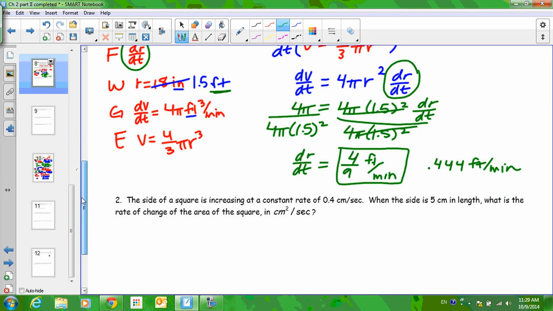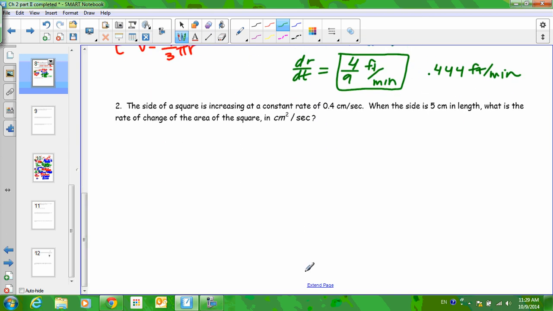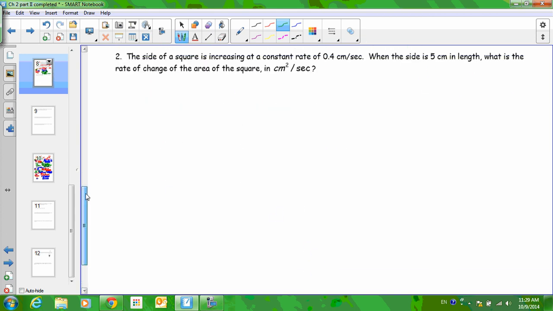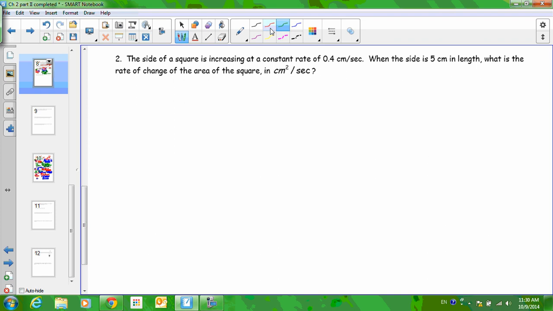Okay, so then we have this next problem, problem 2. It says the side of a square is increasing. So we couldn't draw a picture of a sphere, but sometimes drawing a picture here helps. So we have the side of a square. We'll call the side x, is increasing. So we have a side that's increasing at a rate. Those are derivative words. 0.4 centimeters per second, when the side is 5 centimeters in length.